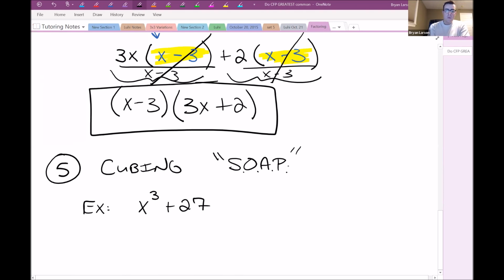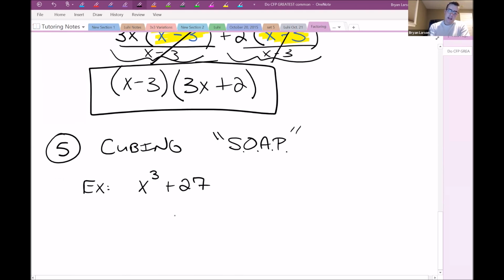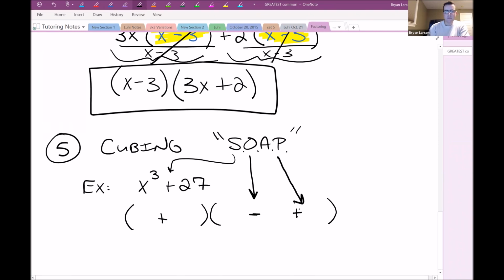The way that this works is we set up this double bubble, but the second bubble is going to be a little bit bigger. What SOAP stands for is the same sign. So since it's a plus here, I'm going to put a plus. The opposite sign, so the opposite of a plus is a minus, and then always positive. So that's always positive. Now, since this is cubing, you have to have two perfect cubes.